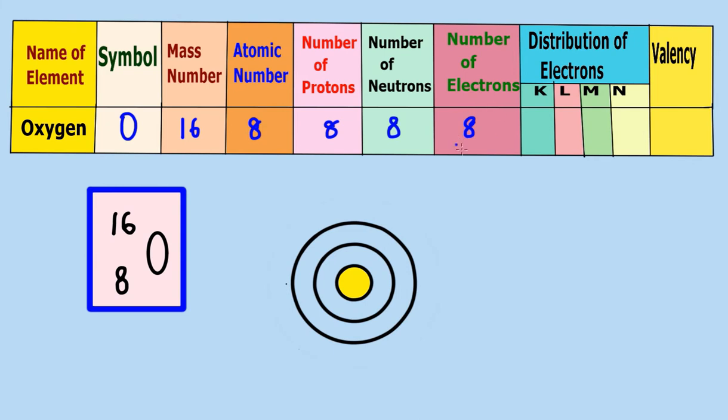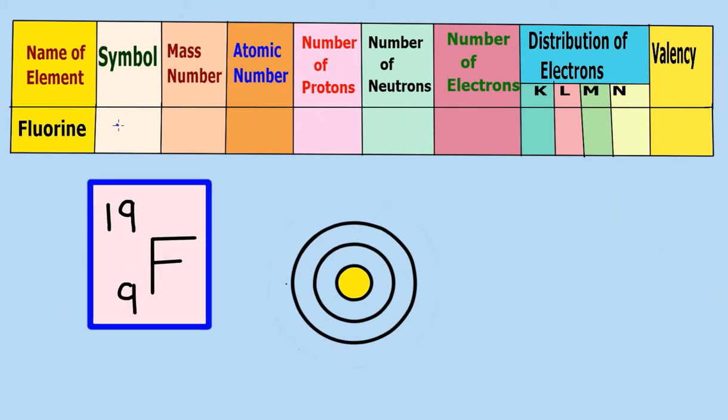And how are these 8 electrons distributed? 2 electrons in the K shell and 6 electrons in the L shell. And we will show here 2 electrons in the K shell and 6 electrons in the L shell. 1, 2, 3, 4, 5 and 6. What is its valency? Its valency is not 6, rather its valency is 8 minus 6. It is 2. So to complete its octet, it needs only 2 electrons. So its valency is 2.